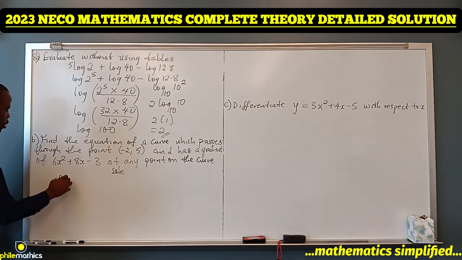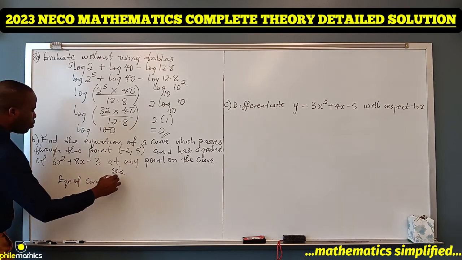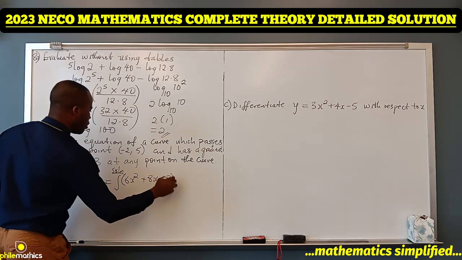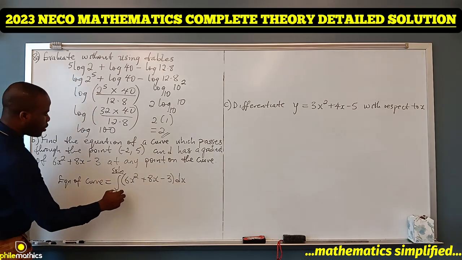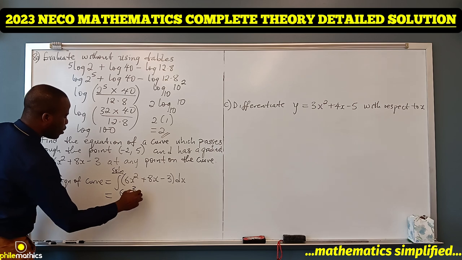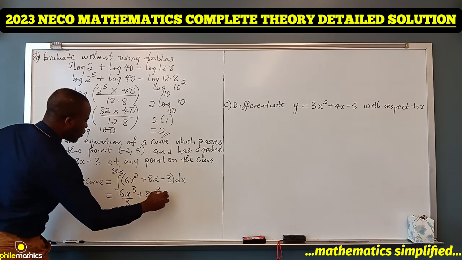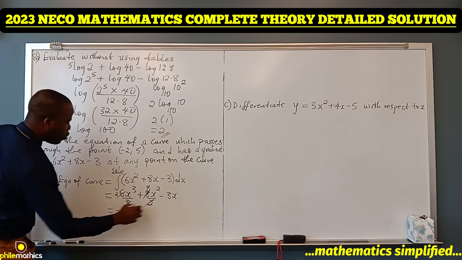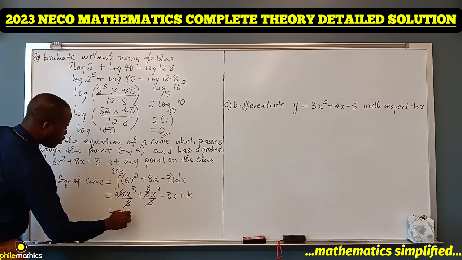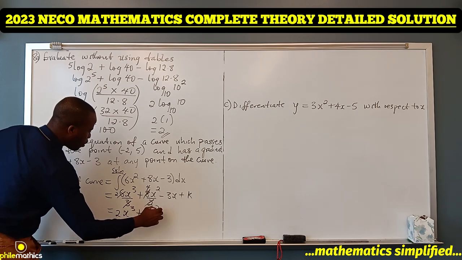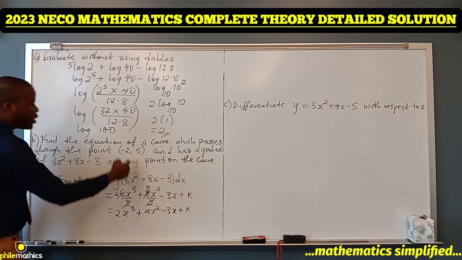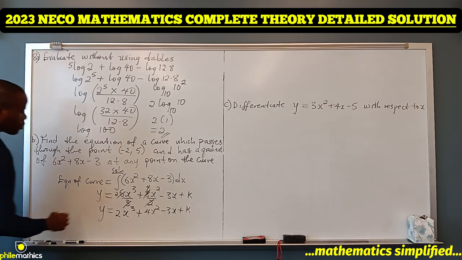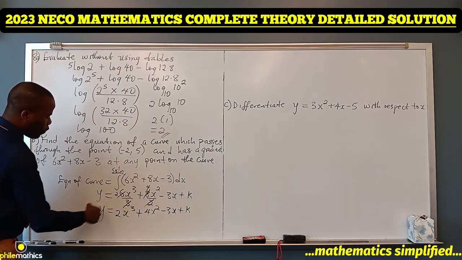So the equation of the curve will be the integral of 6x squared plus 8x minus 3 dx. If we integrate this, it will be 6x cubed over 3 plus 8x squared over 2 minus 3x. 3 into 6 is 2, 2 into 8 is 4. So we have 2x cubed plus 4x squared minus 3x plus k, the constant of integration. Since this is a point on the curve, we are going to substitute it into this, where this is y.